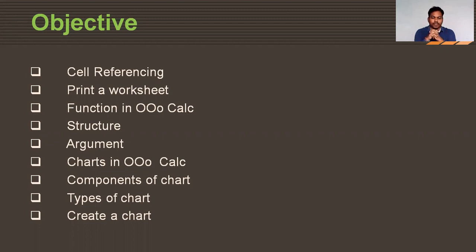Charts: in mathematics we have seen bar graphs, pie charts and all these things. We represent the data in such forms so that it can easily be analyzed. In the same way here, if we are maintaining some data in this spreadsheet software, we can represent or analyze it using charts. What are the different types of charts, and how to create them? We will see all these things today.